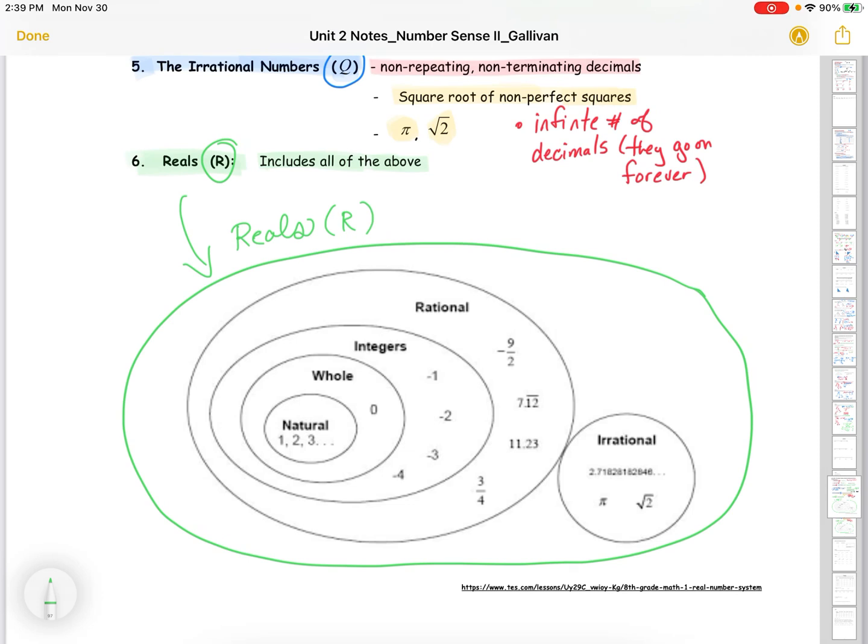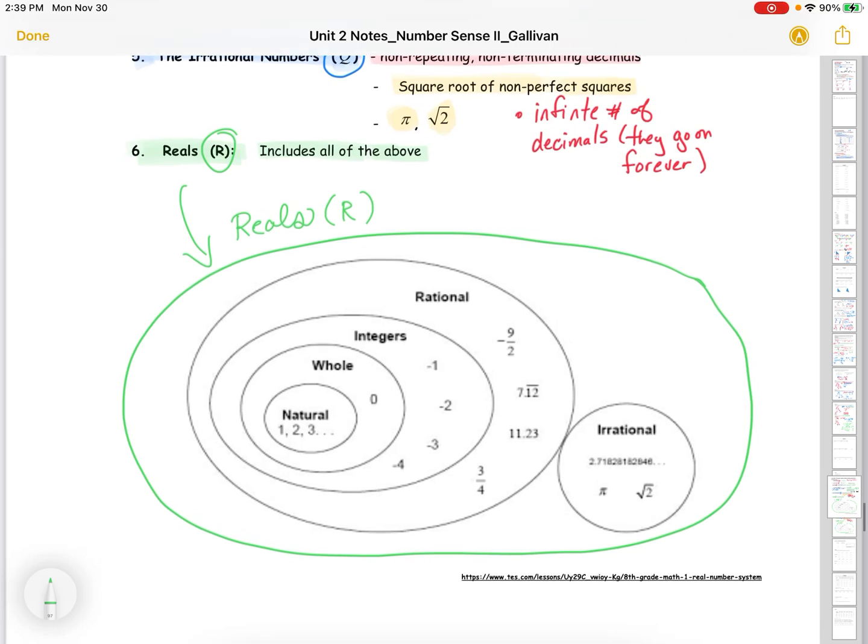Okay, now within the real numbers, we have subgroups. We have our rationals and our irrationals. They don't overlap, okay? And within our rationals, we have our integers. And then within our integers, we have our whole numbers. And then within our whole numbers, we have our natural, okay? So they're kind of nested in this beautiful Venn diagram, okay? And like I said, you may have seen this before, but it's just a quick refresher.